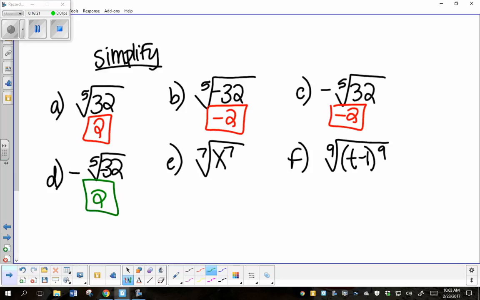On this one, we're taking the 7th root of x to the 7. Raise your hand if you think you know what would happen to that one. Jeb? Just x. If you have a 7th root and a power of 7, they just cancel each other out.